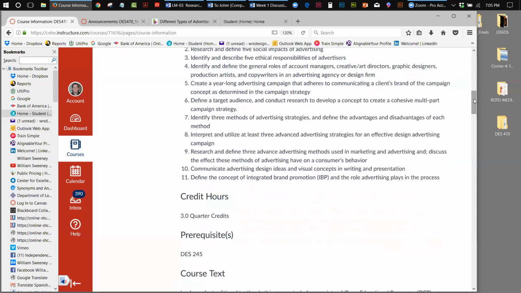You're going to research and define three advanced advertising methods used in marketing and advertising. Discuss the effect of these methods in an advertisement, and what kind of impact they would have on consumers' behavior. Communicate advertising design ideas and visual concepts in writing and presentation. Define the concept of integrated brand promotions and the role advertisers play in success.